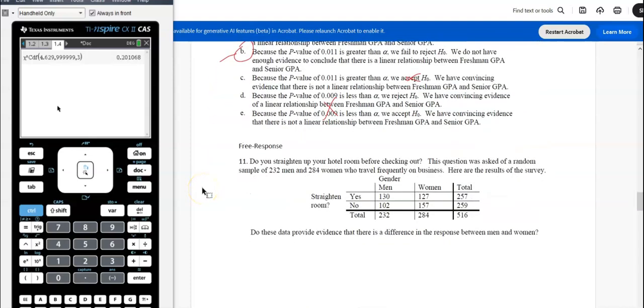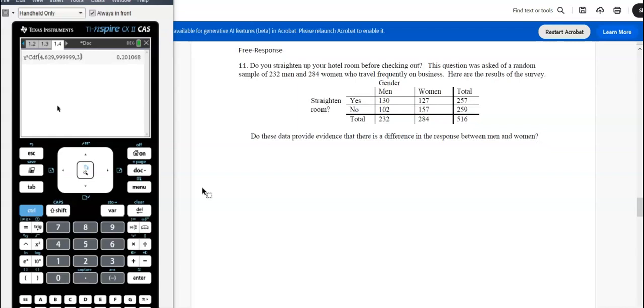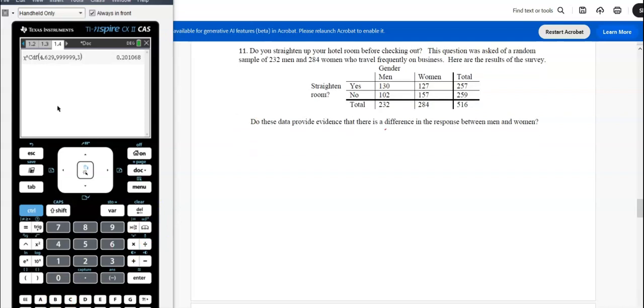Okay, do you straighten up your hotel room before checking out? This question was asked of a random sample of 232 men and 284 women who travel frequently for business. Depends what you mean by straighten up, but a little bit. Do these data provide evidence that there's a difference in the response between men and women? So is there a difference? So this is a test of sameness or homogeneity. So this is that kind of chi-squared test. You can see the two-way table is another giveaway that it might be that.